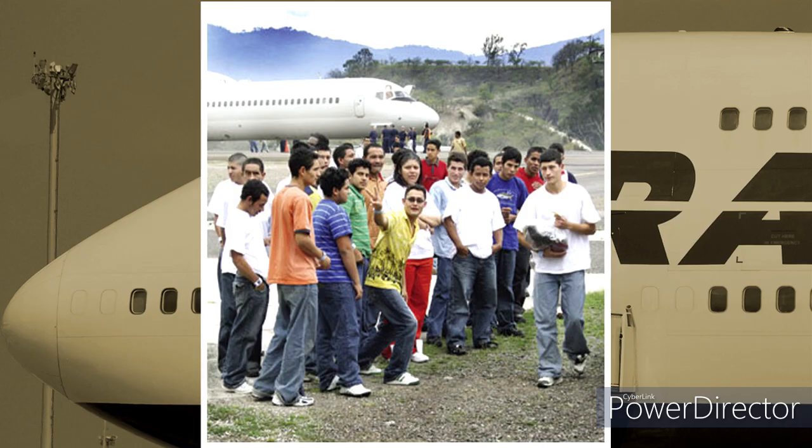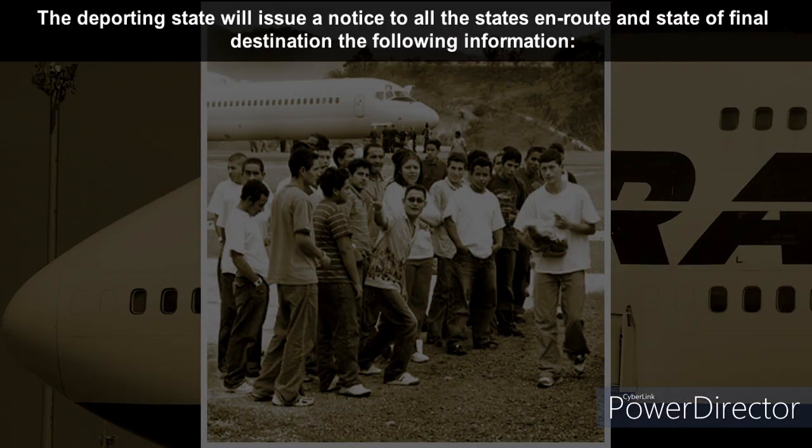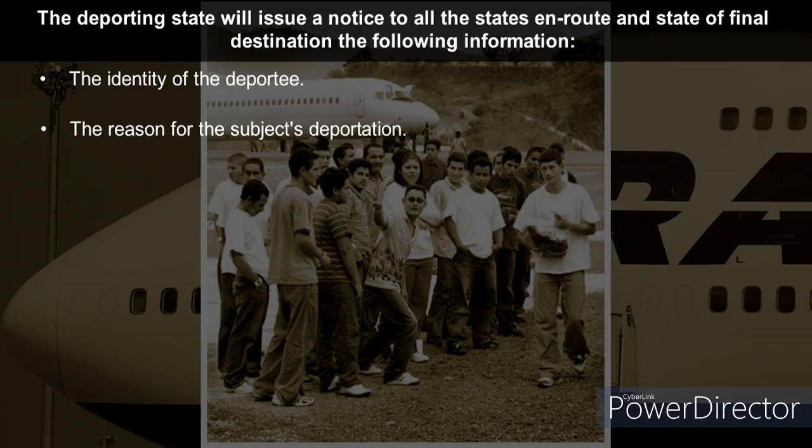Should a carrier be required by the authority to transport deportees, then they must be informed of the fact. The deporting state will issue a notice to all other states en route and the state of destination the following information: the identity of the deportee, the reason for the subject's deportation, the names of any escorts, and a risk assessment. This completes the lesson on facilitation.